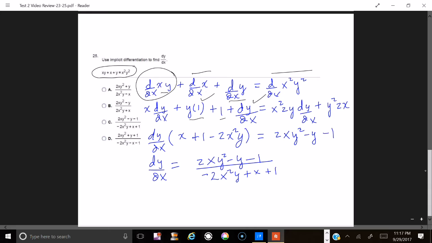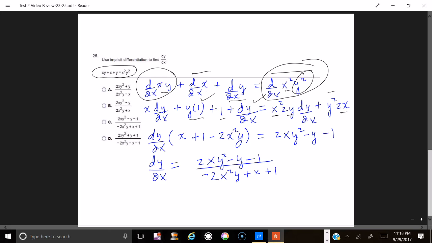And then finally on the right hand side we take d/dx of x squared y squared. This is again a product, so it's the first, which is x squared, times d/dx of y squared, which is 2y dy/dx. And then the second part would be the second, which is y squared, times d/dx of x squared, which is 2x.